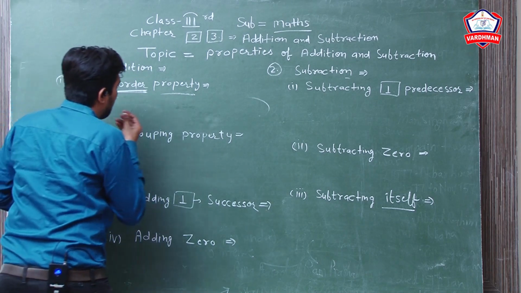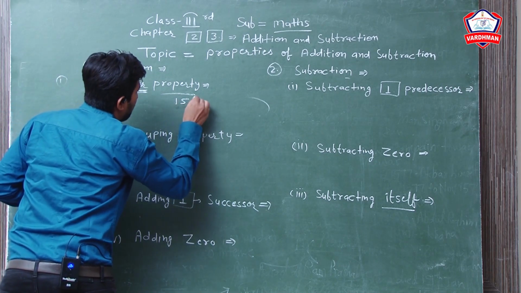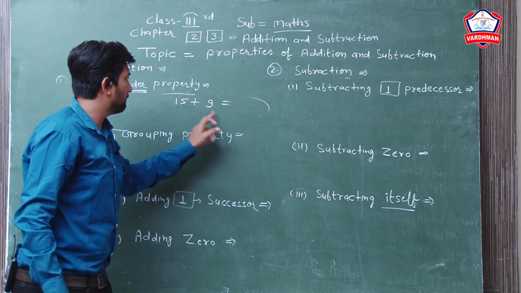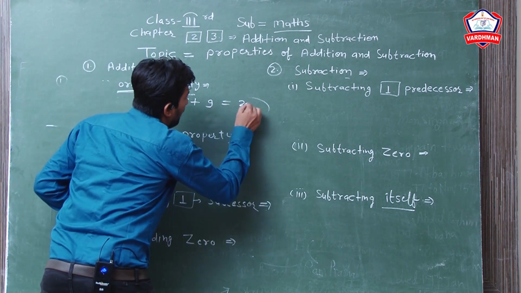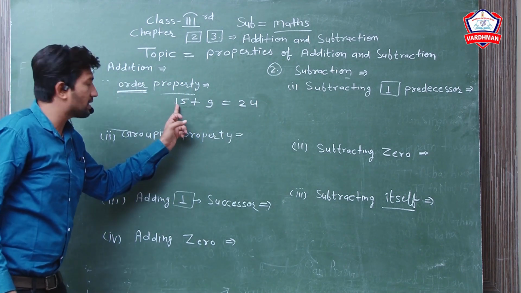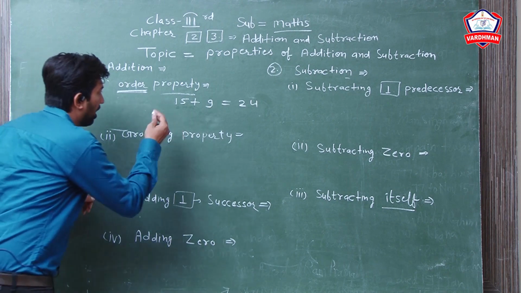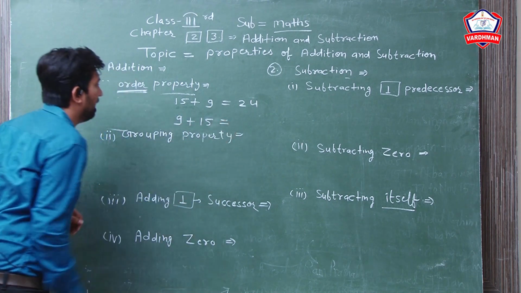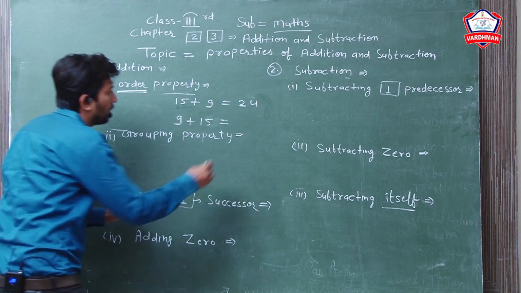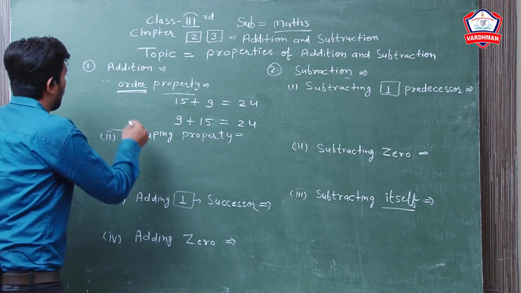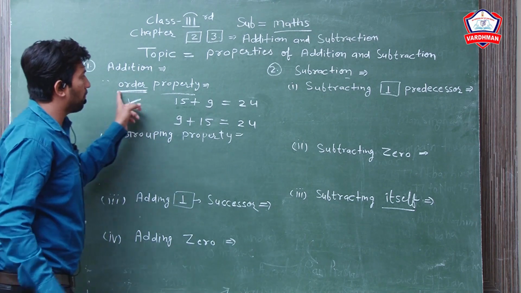Second example of this: 15 add by 9 is 24. Your resultant is 24, and first is 15, second is 9. You can interchange it, 9 add by 15 is also 24. Okay, then you can see the order property.